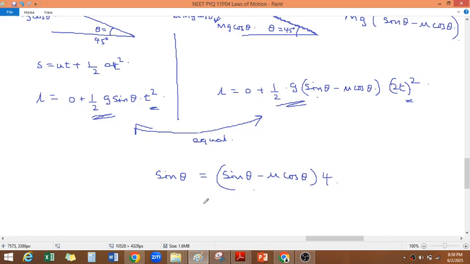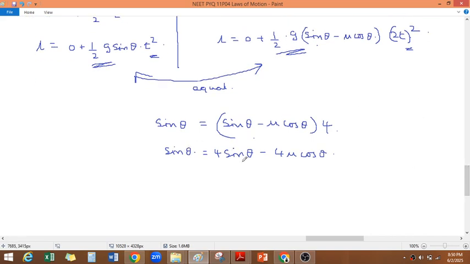That means this will be 4 sin theta minus 4 mu cos theta. Sin theta comes this way, it will become 4 minus 1, it will be 3 sin theta. Minus 4 will become plus 4 mu cos theta. So mu is equal to 3 by 4 tan theta.